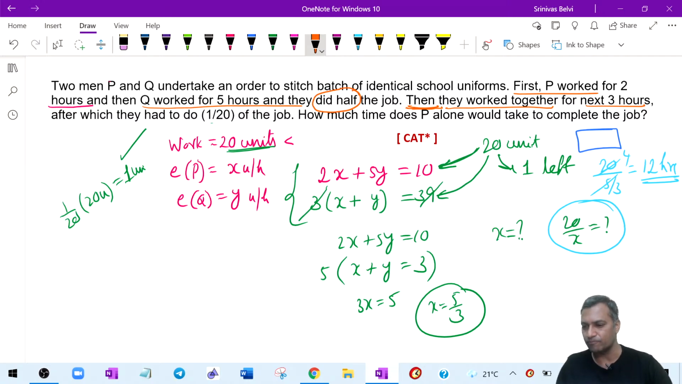Punyashlok, is it clear? Therefore 10 units are done, another 9 units are done, 1 unit was left. This is 1 unit of the job left, means after when? After working for 3 hours. It's a continuation of the journey.